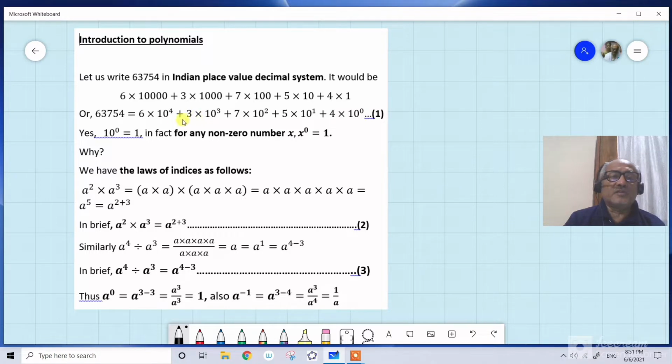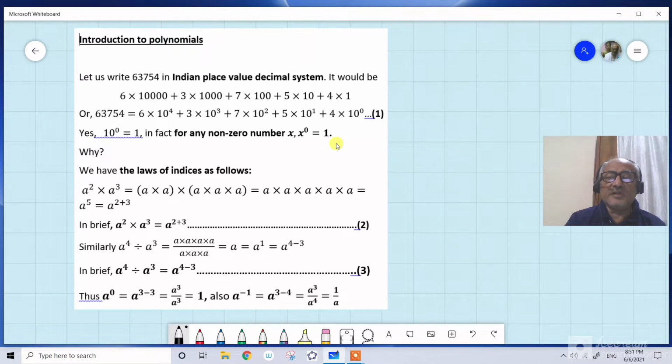Or in other words, we can write 10,000 as 10 to the power 4. That is, 4 tens are multiplied together. 1000 as 10 to the power 3, 3 tens are multiplied together, and so on. And you write 1 as 10 to the power 0. 10 to the power 0 is 1, yes. For any non-zero number x, x to the power 0 is 1.